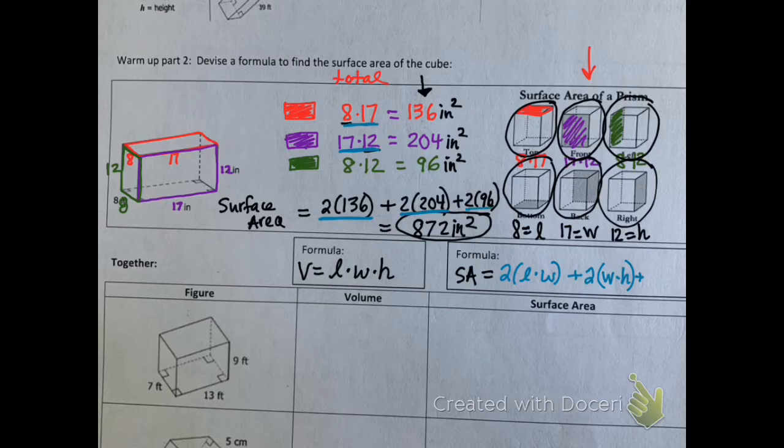Lastly, how did I get 2 times 96? I multiplied 8 and 12. 8 is the length, 12 is the height. So this essentially is the formula in order to find the surface area of any rectangular prism. However, I use a different pattern than having to write out this formula every single time, and I'll show you in the next example.